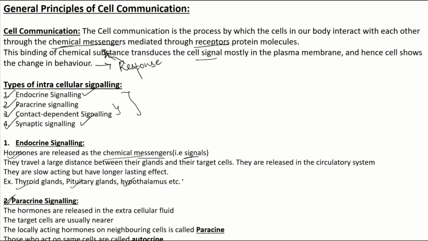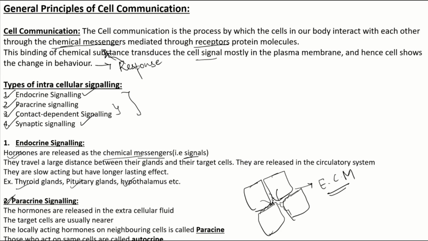Now what do you mean by paracrine signaling? In paracrine signaling, the hormones are released in the extracellular fluid. What do you mean by extracellular fluid? Suppose the cells are arranged like this. The space which you can see between these cells is called the extracellular matrix, or extracellular fluid. Now these cells will release the hormones in the extracellular matrix.